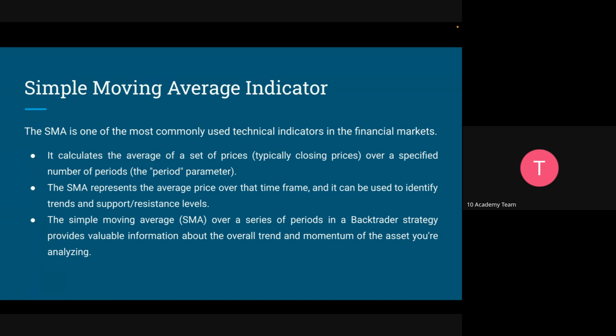So the SMA represents the average price over time, and the simple moving average over a series of periods in a backtest strategy provides valuable information about the overall trend.